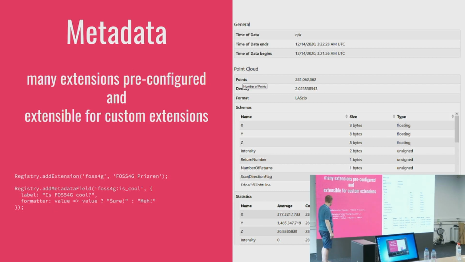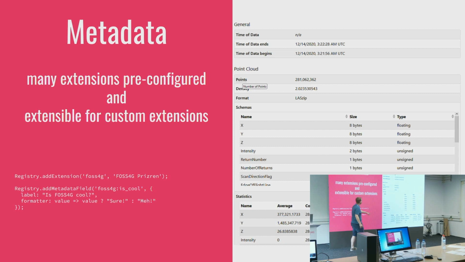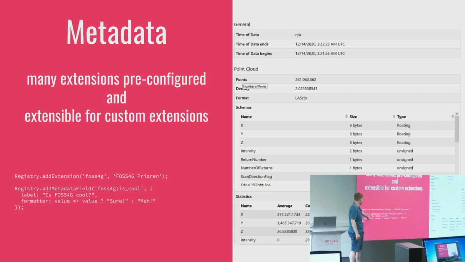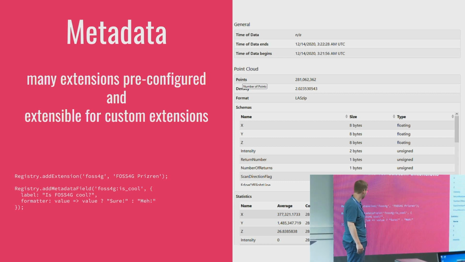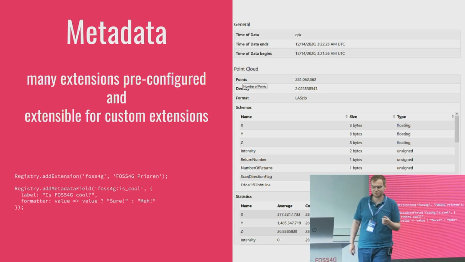And one of the fields, for example, label. And then the label would be rendered here. Then at the label, it would be saying, is phosphor-G cool, right? That's the label. And then the formatter would do either, depending on whether the value is, in this case, true or false, render sure or meh, right? So that's how it would go.